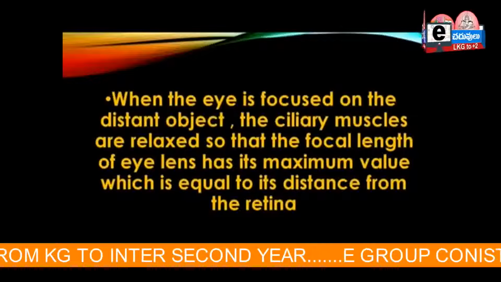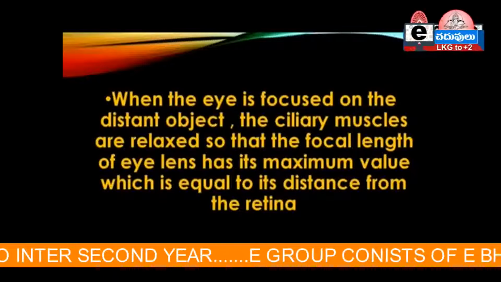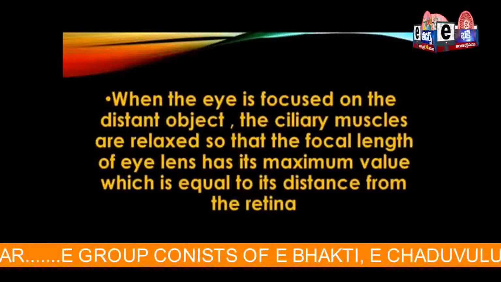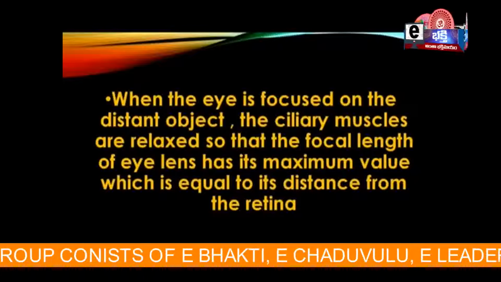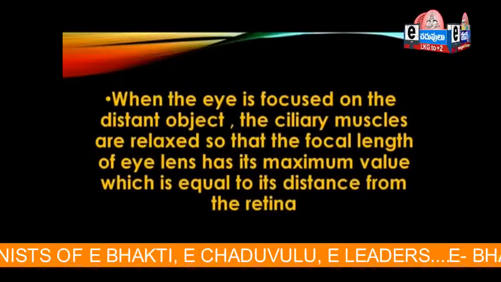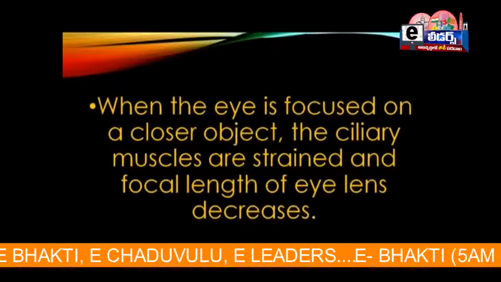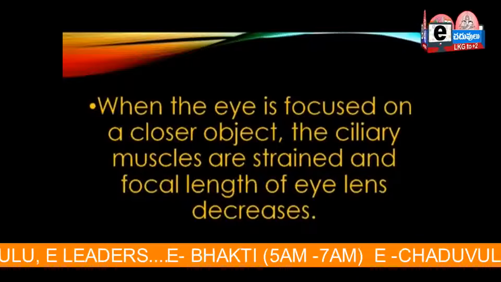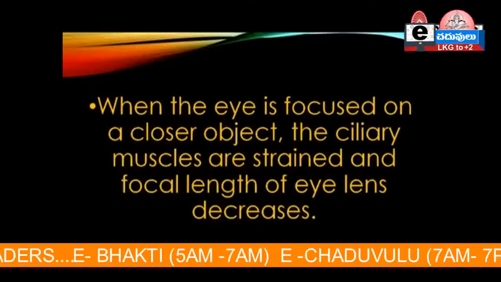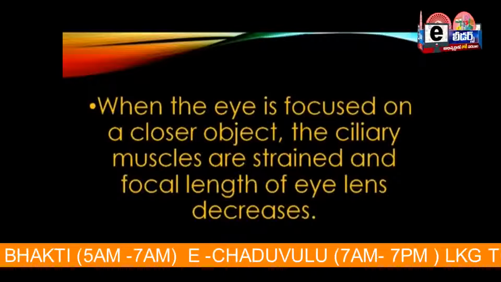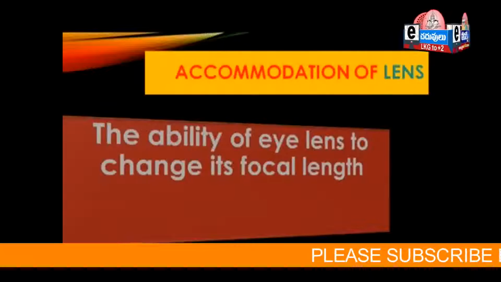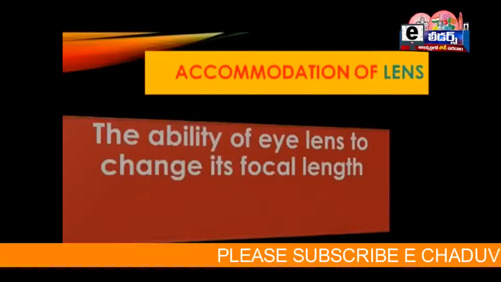When the eye lens is focused on a distant object, the ciliary muscles are relaxed and thereby the focal length of the eye lens increases. When the eye is focused on a closer object, the ciliary muscles get strained and thereby the focal length of the eye lens decreases. The ability of the eye lens to change its focal length is called accommodation.